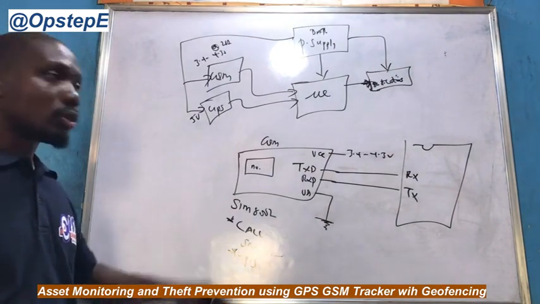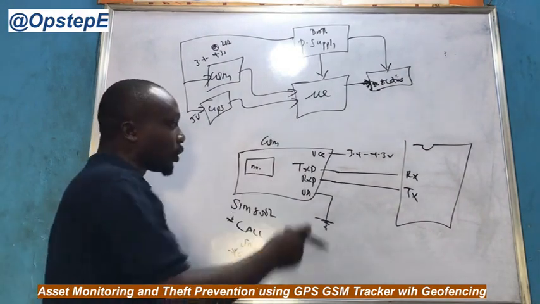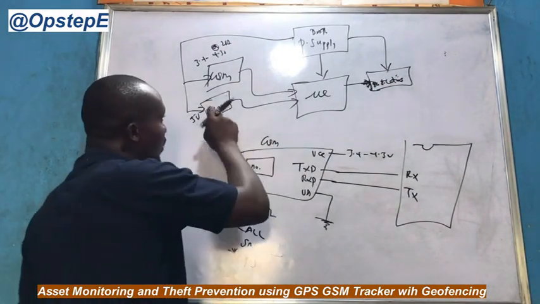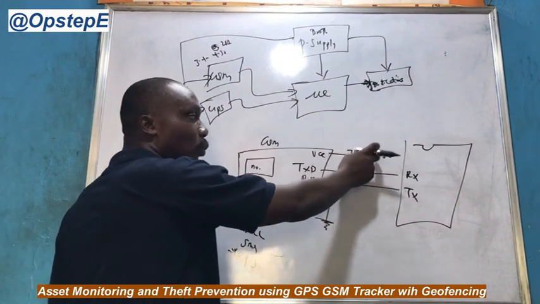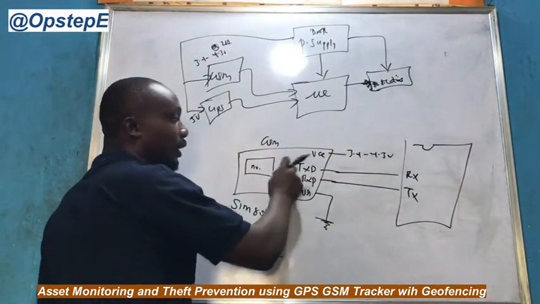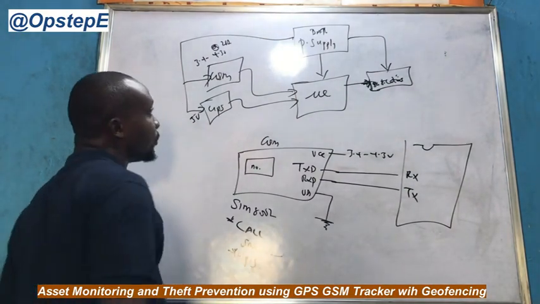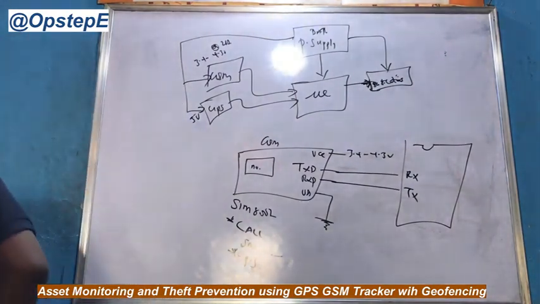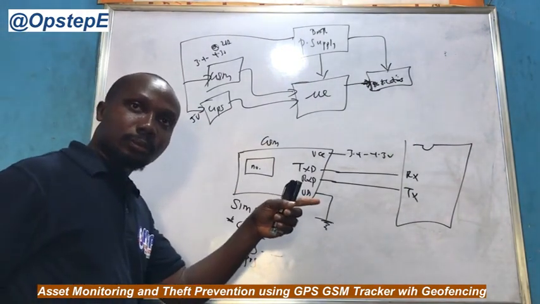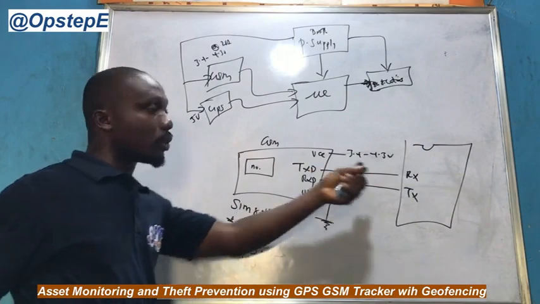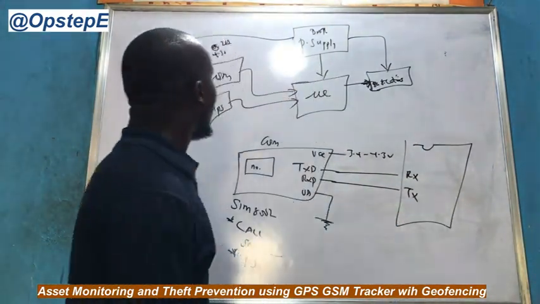Does it make sense? So the SIM 800L has four pins too, just like the GPS module. We give it power, but don't forget the GPS is going to load 5 volts, the SIM is going to give you between 3.4 volts and 4.3 volts. And then there's a transmit line and everything. Does it make sense? And they are all connected to the mobile controller. Don't forget, the GSM is connected to the mobile controller, the GPS is connected to the mobile controller. Can I continue? Yes.